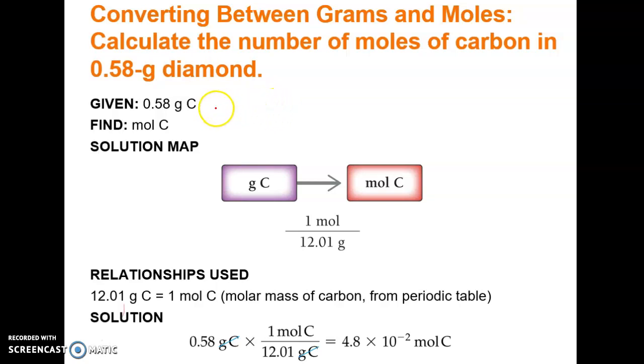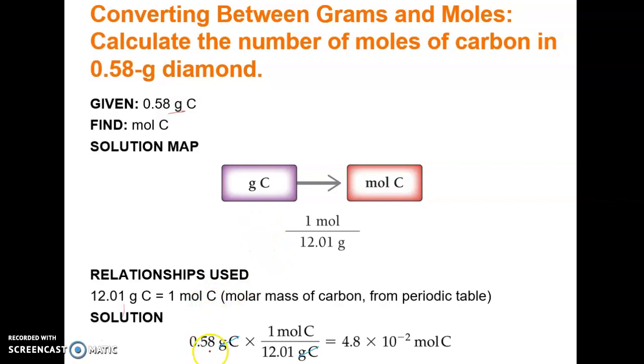All right, what you're given is 0.58 grams of carbon, and it asks you to find the moles of carbon. Okay, so we're going to go from grams to moles. Now, we just learned that on the periodic table, the masses that are given for each element are the molar masses. So if you look at the periodic table, you'll see that the molar mass of carbon is 12.01 grams per 1 mole. Okay? So we're going to use this as a conversion factor to get from grams of carbon into moles of carbon.